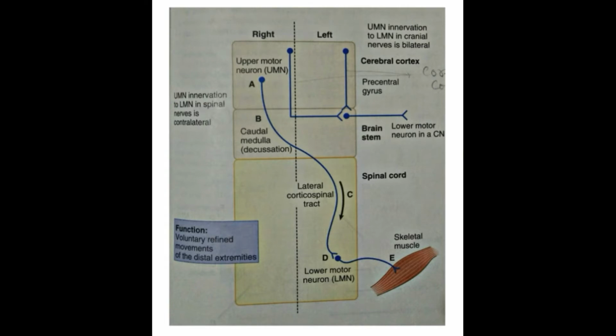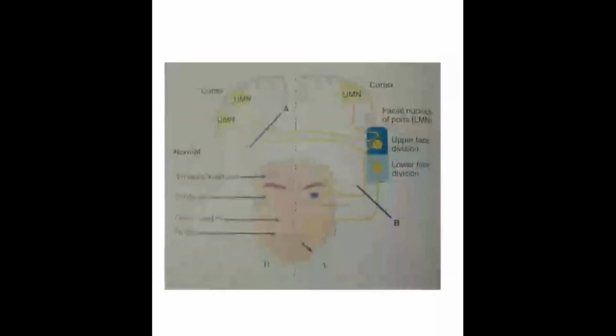However, there is an exception. Let me ask you one more question. Which cranial nerve is not getting bilateral upper motor neuron innervation? The answer is cranial nerve 7. The cranial nerve 7 does not receive bilateral upper motor neuron innervation. So let me explain with the figure so you will get some idea of what I am talking about. So here is the figure.